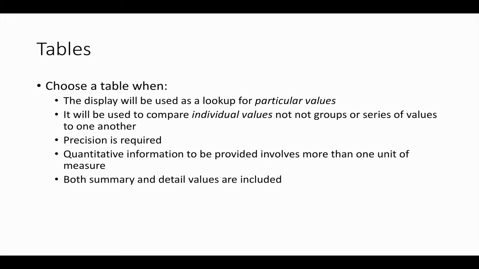So choose a table when the display is going to be used. This kind of summarizes what I've just said. When the display will be used to look up particular values, to compare individual values, but not groups or series of values to one another. Precision is required. Quantitative information involves more than one unit of measure. We'll look at that in a second. And both summary and detail values are included.